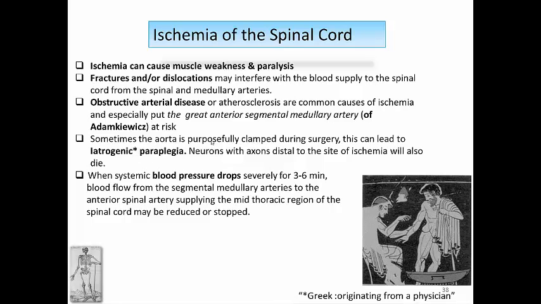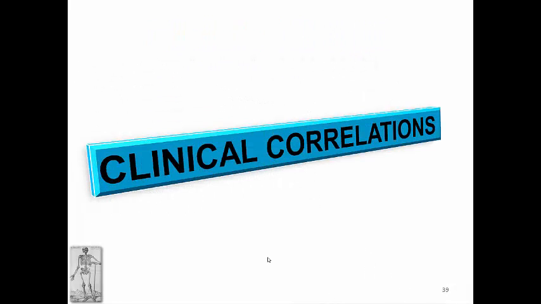Sometimes the aorta has to be clamped, has to be occluded during surgery, for instance for the repair of an abdominal aortic aneurysm. So in that case, if we occlude the aorta, all neurons with axons that are distal to the site of the ischemia will also be dying. Also, when you have a drop of the systemic blood pressure for several minutes, the reduction of the blood flow to the anterior spinal artery that supplies the mid-thoracic region of the spinal cord can actually lead to the loss of sensation and voluntary movement in all the areas supplied by the affected level of the spinal cord. Now for some more clinical correlations.